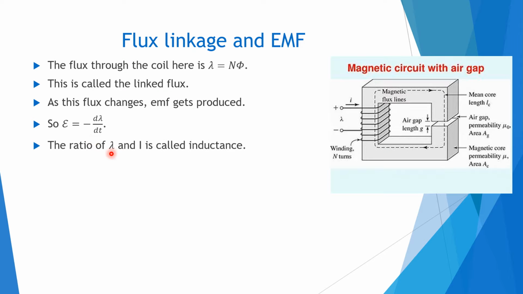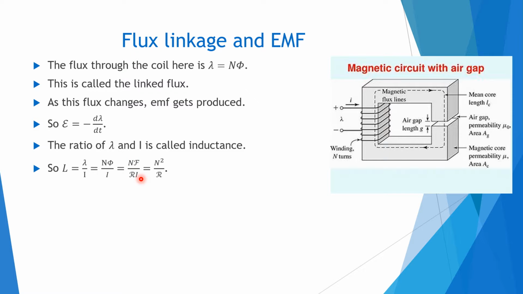Now the ratio of lambda and I is called inductance. So you produce some linked flux and it is proportional to the current. So L is lambda over I. Now we know that lambda is N phi, so it is N phi over I. Now we remember that flux is like the current, right? So it is voltage over resistance. So it is mmf over reluctance.